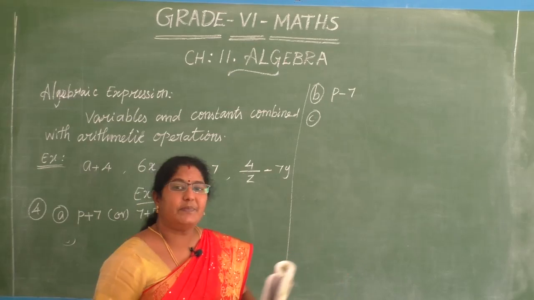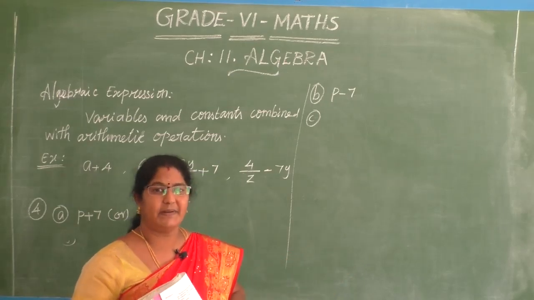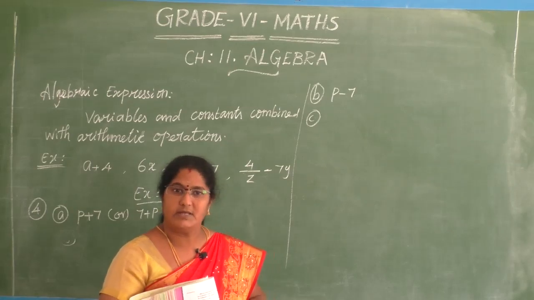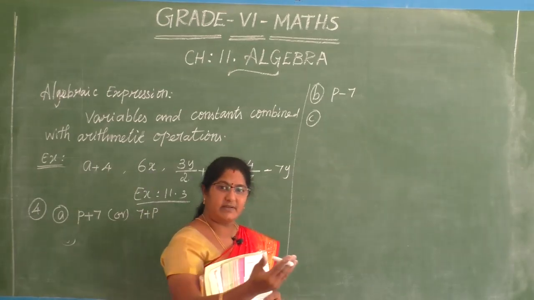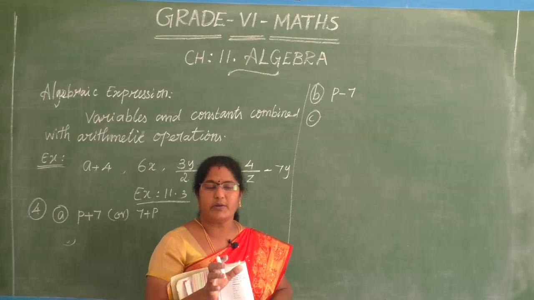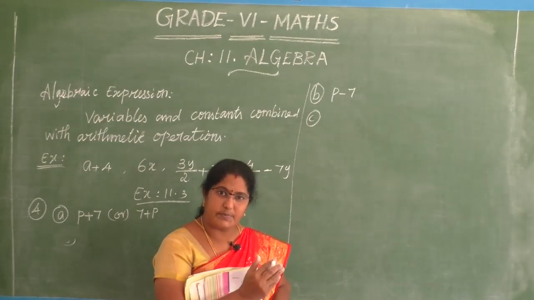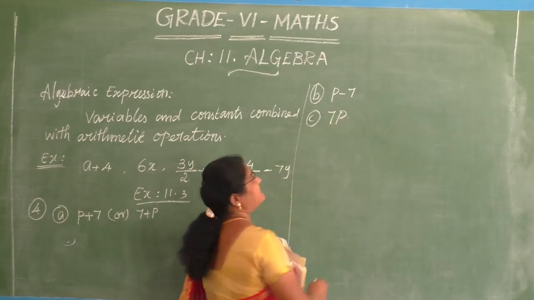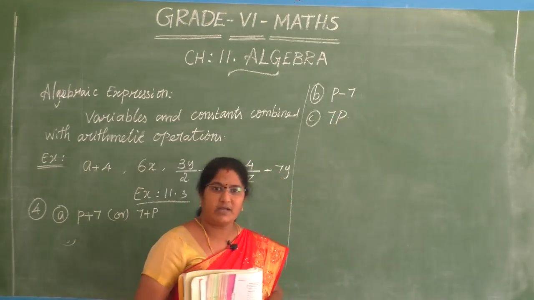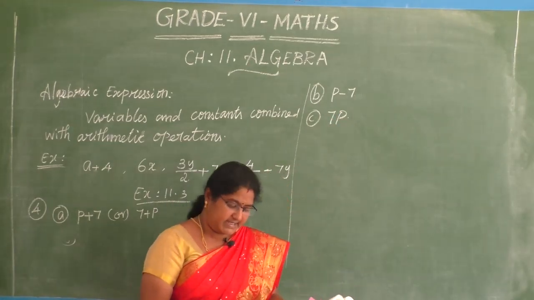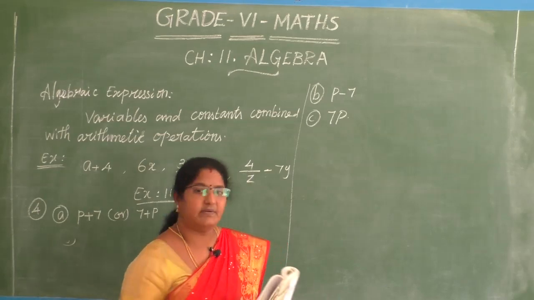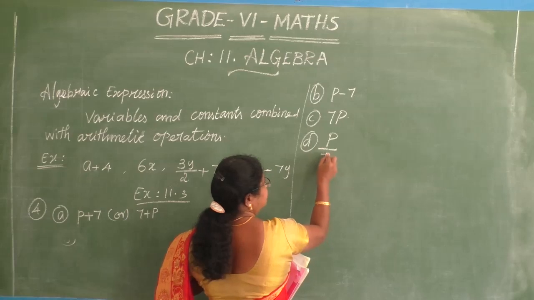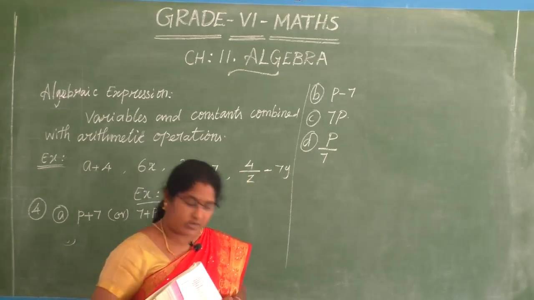See the next question. p multiplied by 7. p multiplied by 7. p has to be multiplied by 7. So how is it? p into 7 or 7 into p. In general we have to write the constant before the variable. So we can use 7p. Okay, this is the correct way. D question. p divided by 7. p divided by 7. p by 7. Okay.